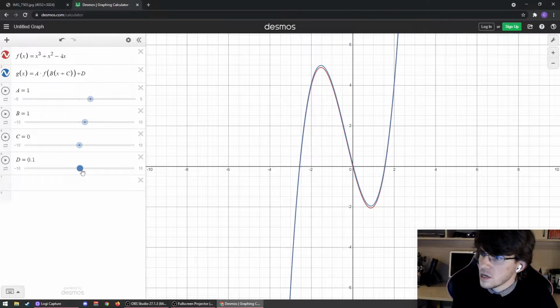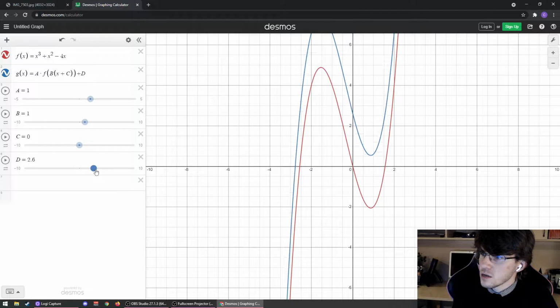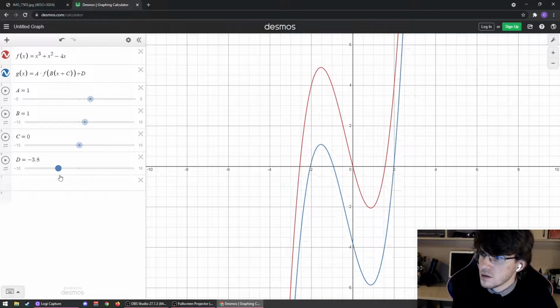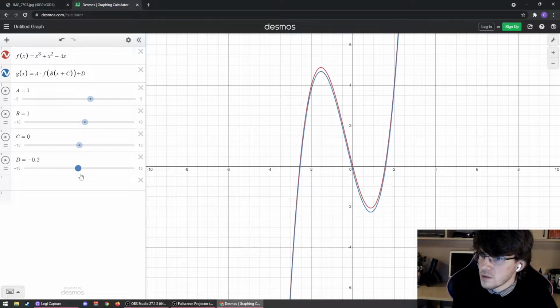With the letter D, if I move to the right here, it goes up. When D is a positive number, it goes up and down. It goes left, it goes down there. So this is like a visual to see what's happening.